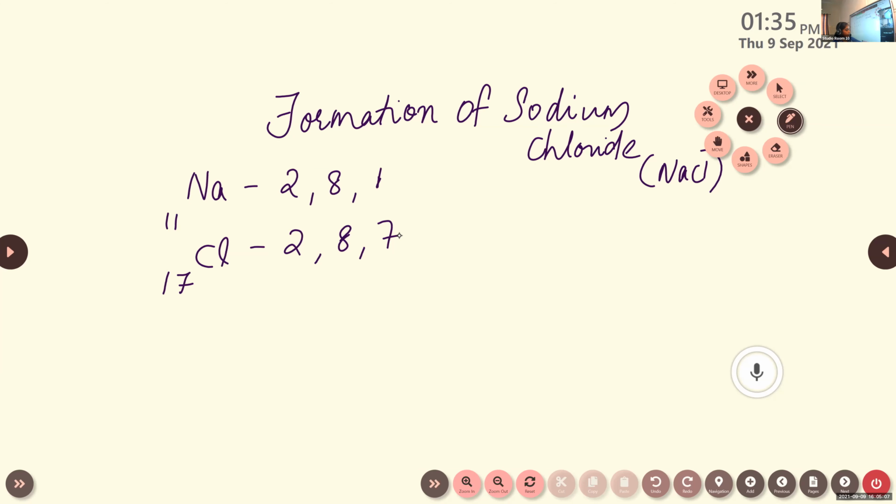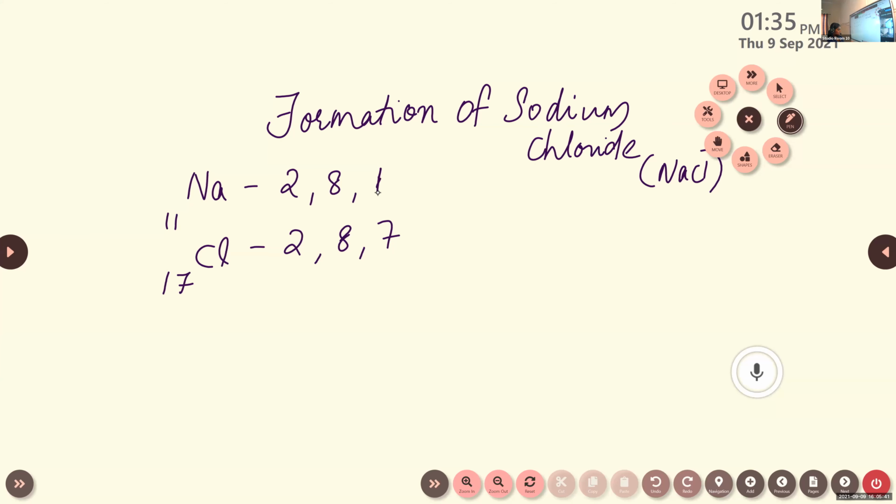Okay. So can you tell me, children, by looking at this electronic configuration, through which way we can make the outermost shell completed in both sodium and chlorine? What's the possible way? Two types of bonding are there. First one is sharing of electrons. Second one is transfer of electrons. Sharing means each atom will share electrons. And another thing, transfer of electron. One atom will donate and other will accept.